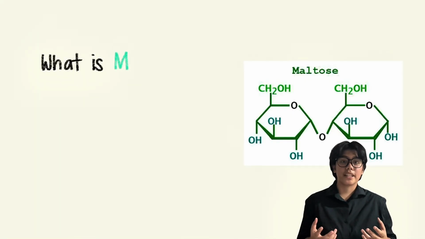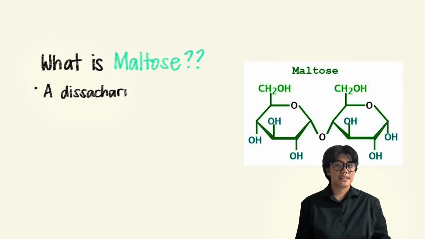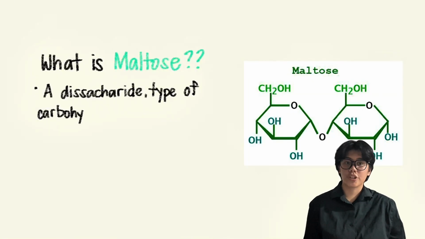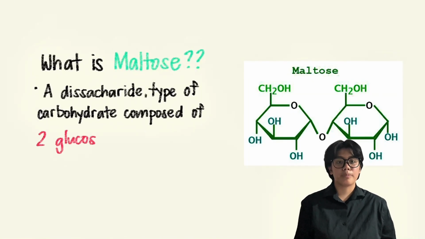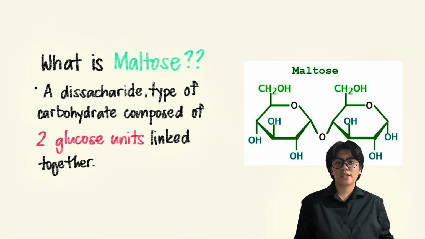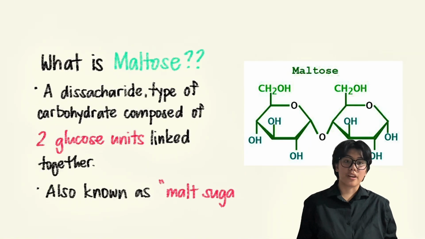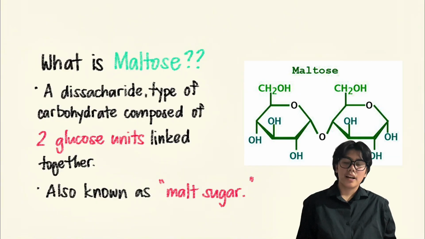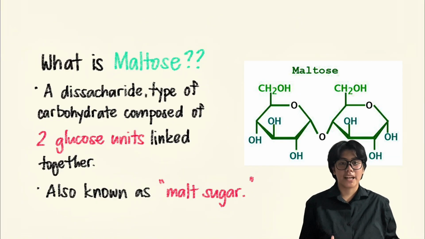So let's begin by defining what maltose is. Now, maltose is a disaccharide, which means it's made up of two simple sugars. In the case of maltose, it's made up of two glucose units, and these glucose units are chemically bonded together. Now, how do we get maltose? We get maltose when starch begins to break down.